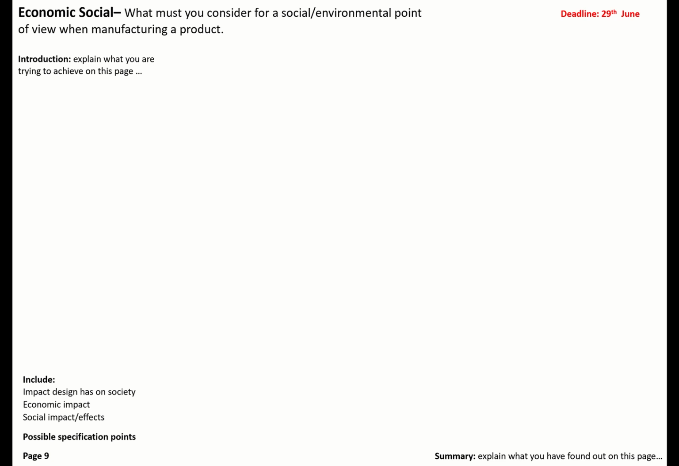Now, I'm not expecting too much from this page. It's one of those pages I want to see in your portfolio, but I don't want you to spend hours and hours and hours over it. The reason for that is it does feature in the mark scheme, but there's not much information about it, which suggests you just need to touch on it, as opposed to being exhaustive in regards to the amount that you include.